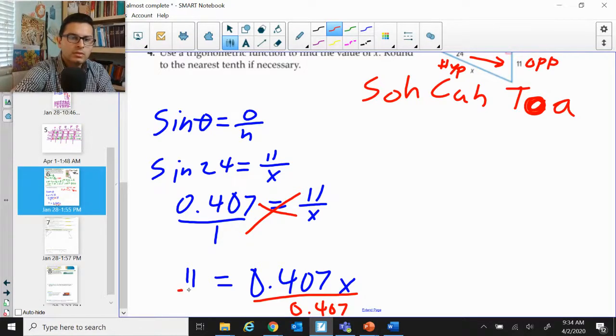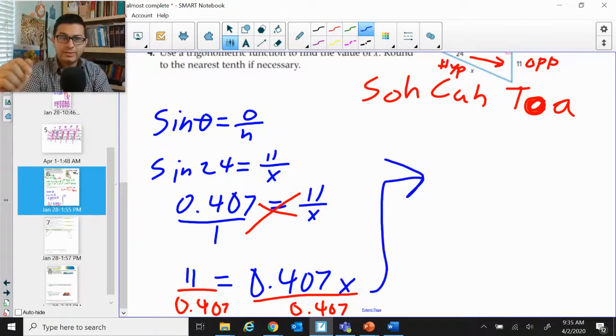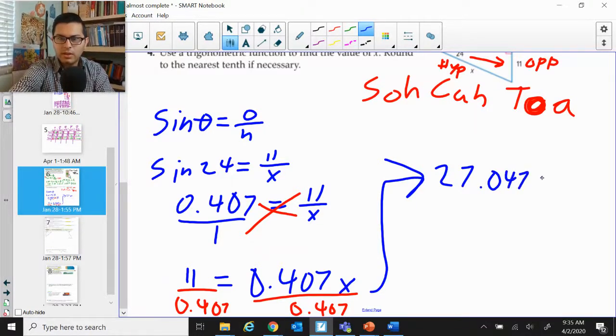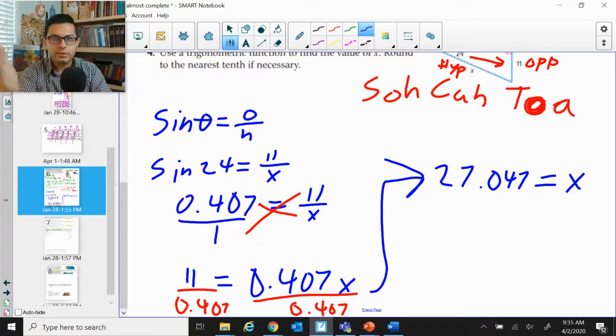And then we can just solve for x. 11 divided by 0.407, asking Siri, this is going to be 27.047, and that's going to equal x. So our hypotenuse is going to have a side length of 27.047. Yep, and that's it.